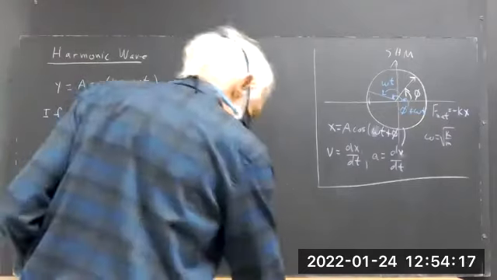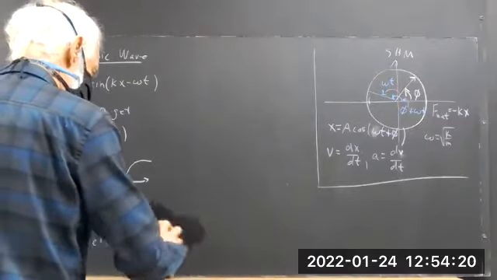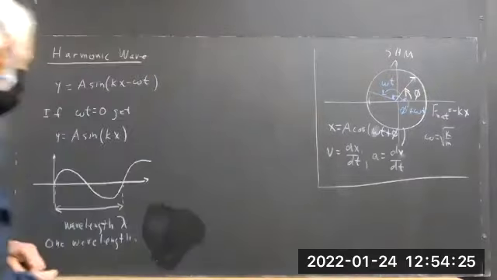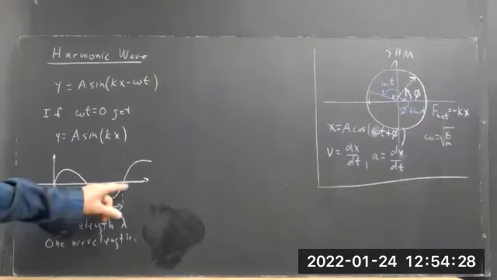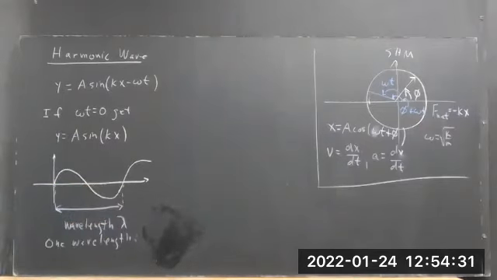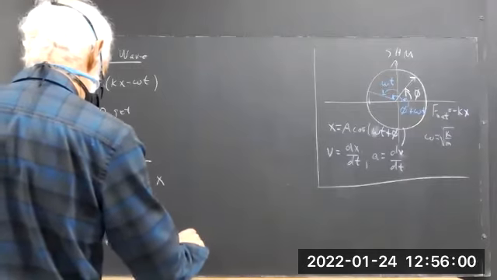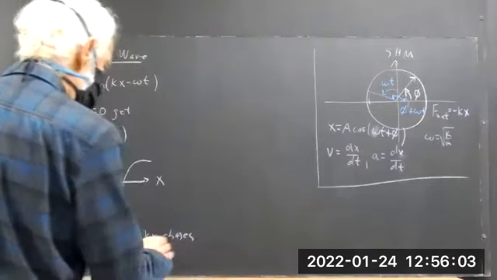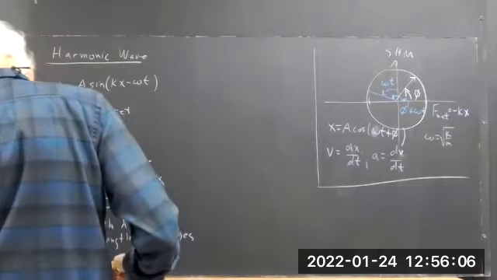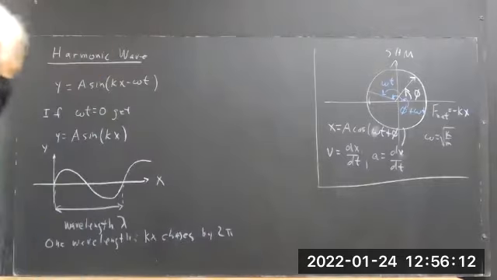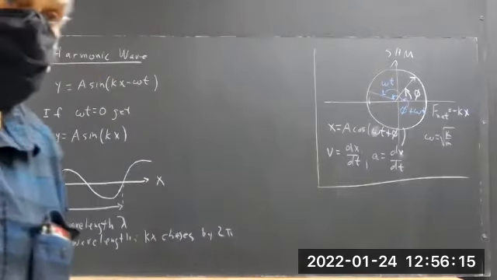Well, I'm not going to make this completely rigorous, and it should be fairly obvious. For one wavelength, how much does kx change by from here to here? And we're going to stop a minute and maybe talk about that. For one wavelength, I didn't write the end, I can't rescue it. So kx changes by 2 pi. Okay.